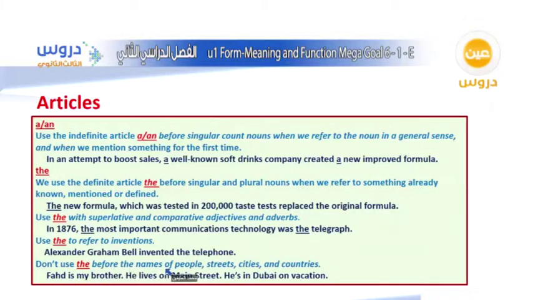Don't use the before the names of people, streets, cities, and countries. For example, Fahad is my brother. We didn't say the Fahad is my brother. No. Before names of people, streets, cities, and countries, we don't use the. He lives on Main Street, so it is a street. We don't say the Main Street. He is in Dubai, not the Dubai, on vacation.